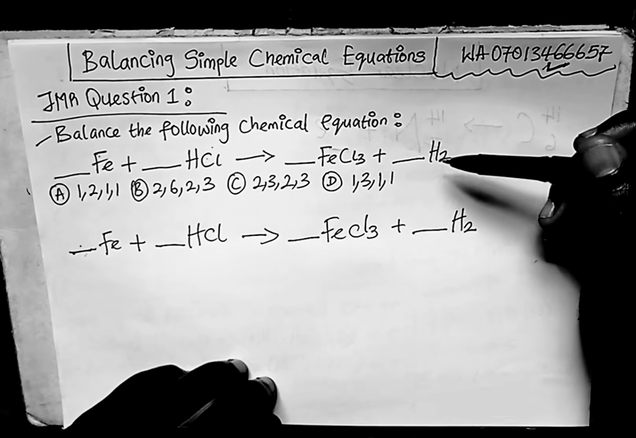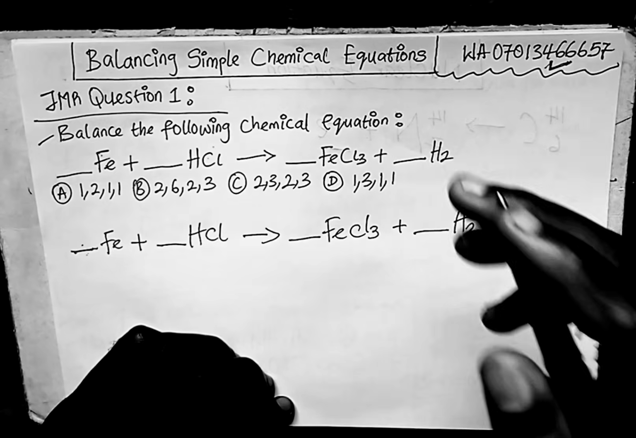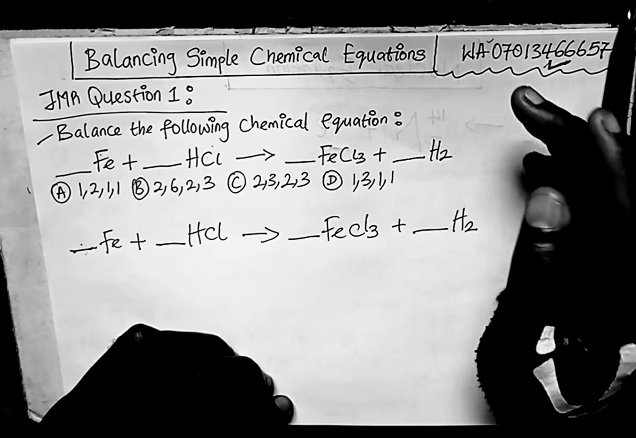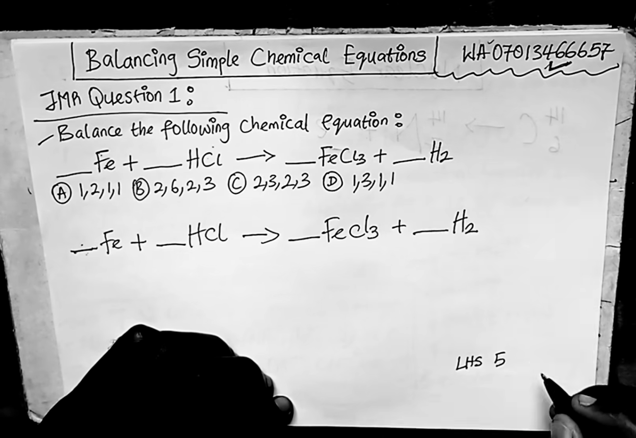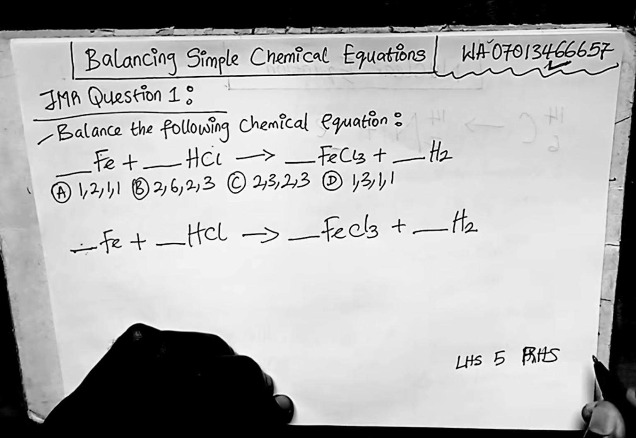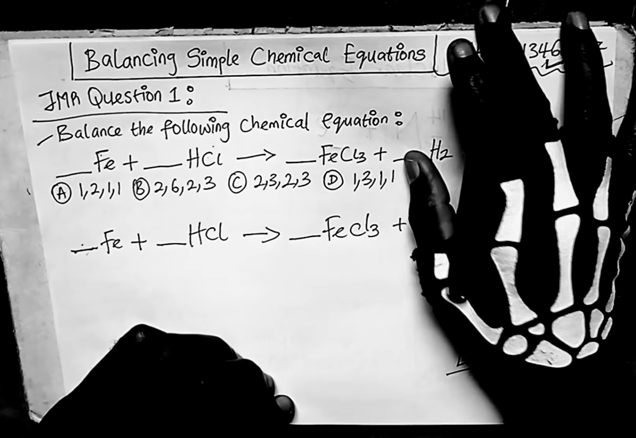The rule of balancing a chemical equation, or any equation, is that the number of moles on the left side and the number of moles on the right side should be in harmony. So if we have 5 on the left-hand side, we should also have 5 on the right-hand side too. Okay, 5 moles.